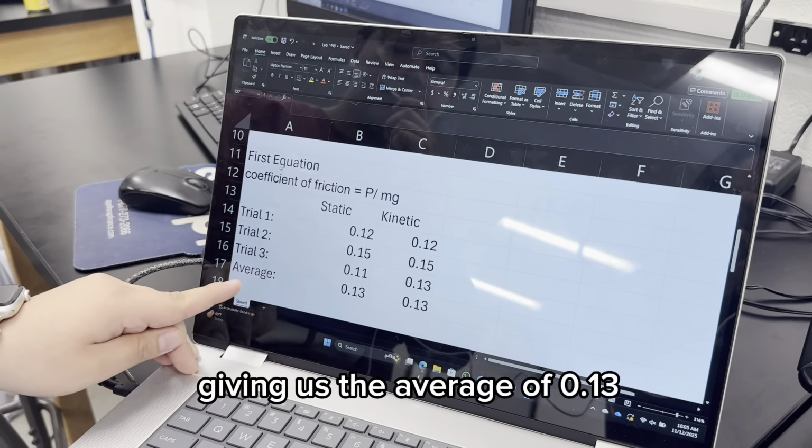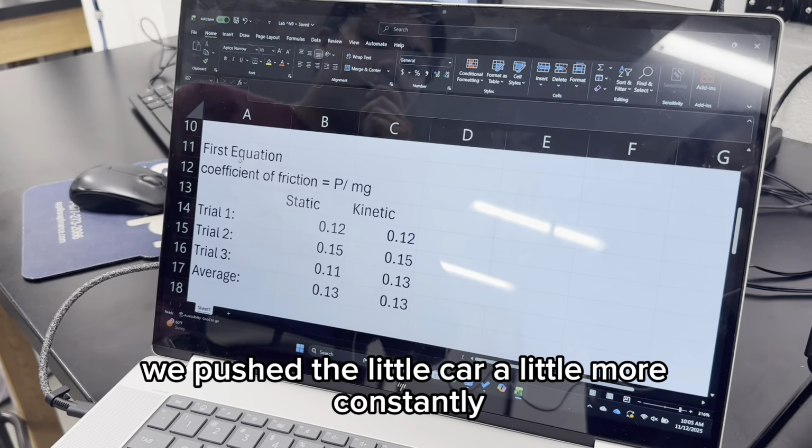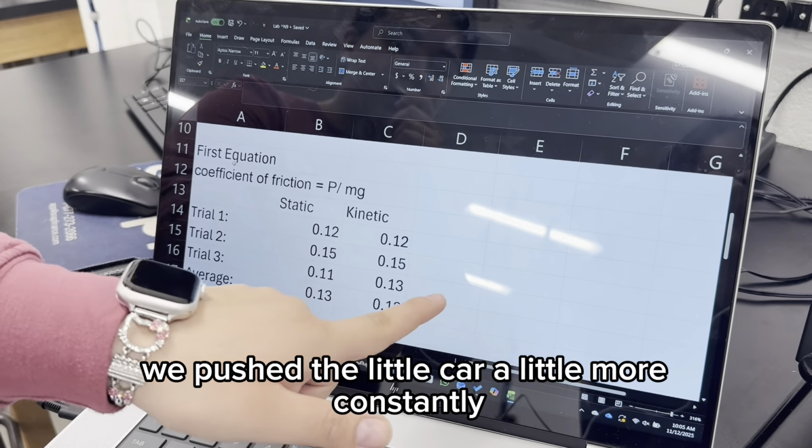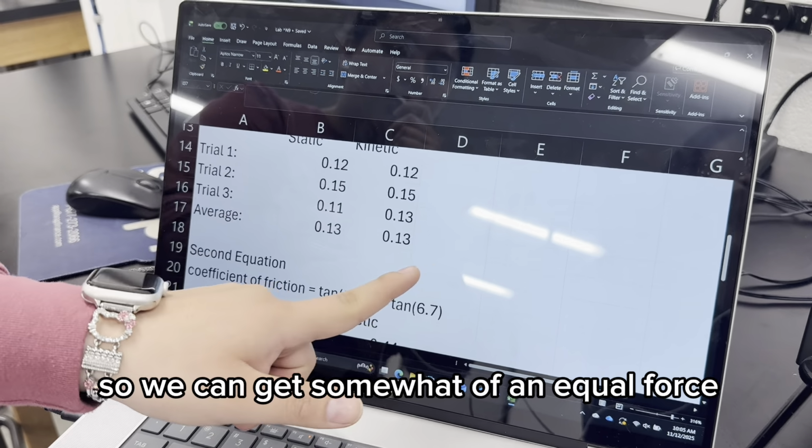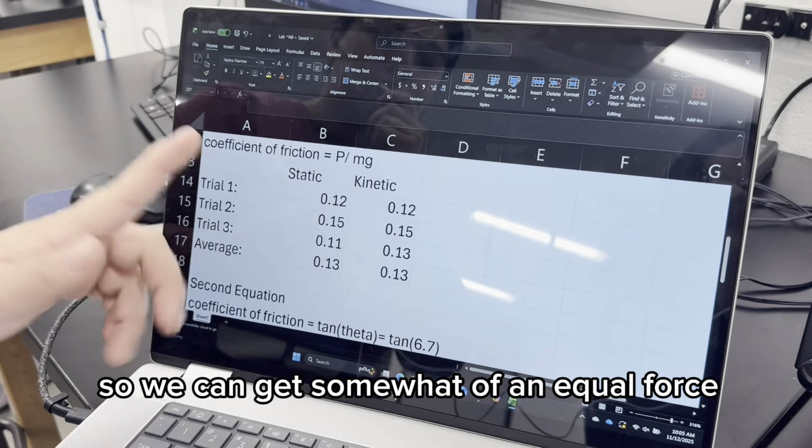And then for our kinetic friction, what we did was we pushed the little cart a little more constantly so we can get somewhat of an equal force.